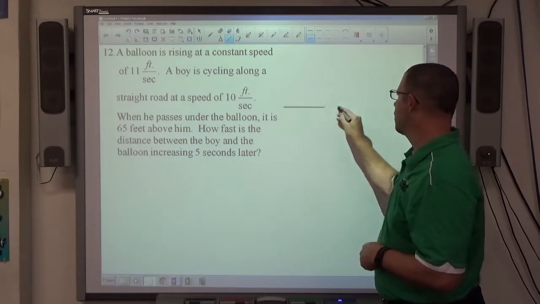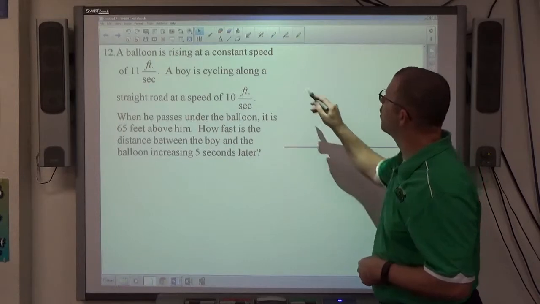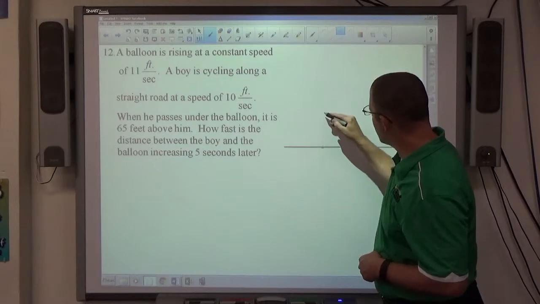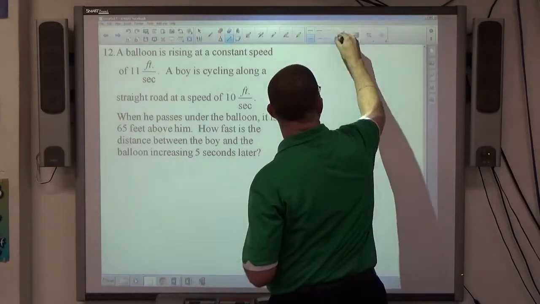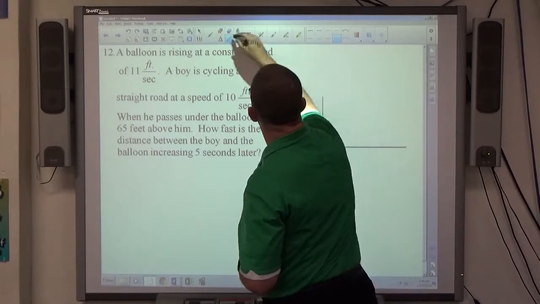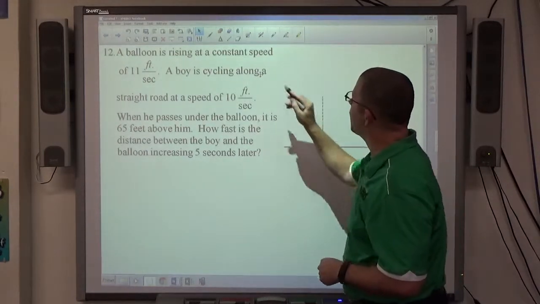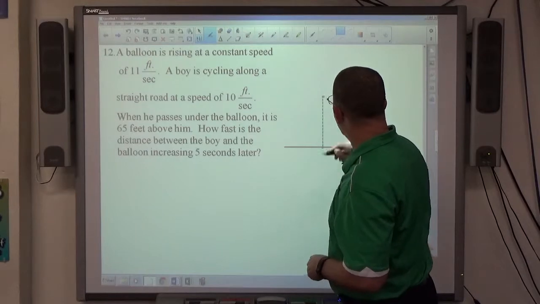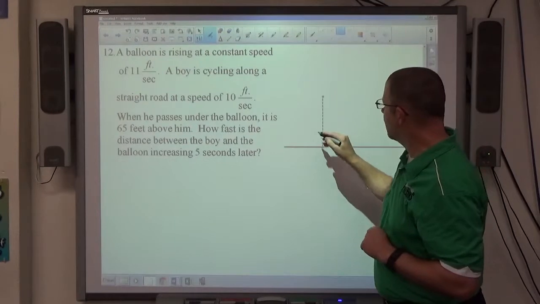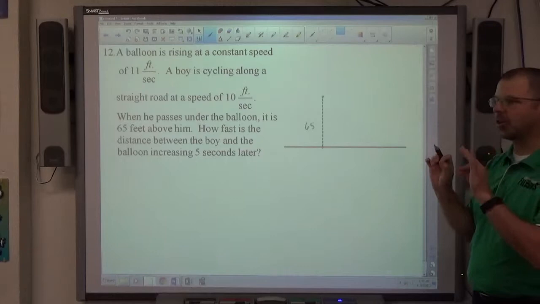Let's make this the road that the boy is on. And let's actually bring it down a little bit. Okay, the boy is on the road, and at some moment in time, he is here, and the balloon is directly above him. Let's make that a dotted line. Okay. And the balloon is right here. And at that single instant in time, that balloon's exactly 65 feet above him. Now, obviously that's changing, but that's our starting point.